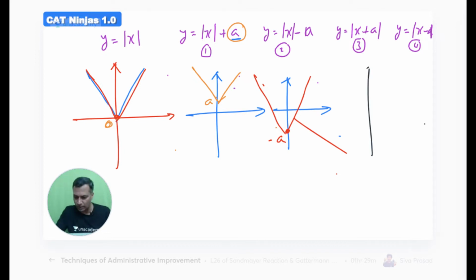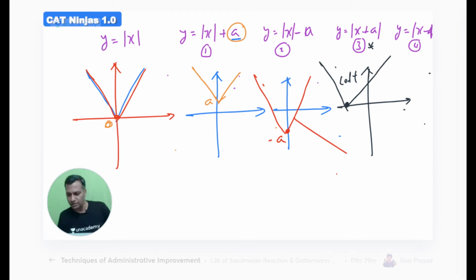What about the third one? When I write mod of x plus a, that is now shifting to the left or shifting to the right. When you write plus a and minus a, that's the third one I'm talking about. You are either shifting it to the left or to the right. The first graph is shifting to the left by a units. When you write plus, you are shifting to the left by a units.